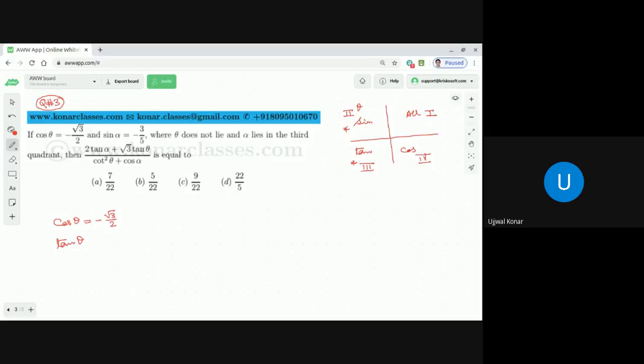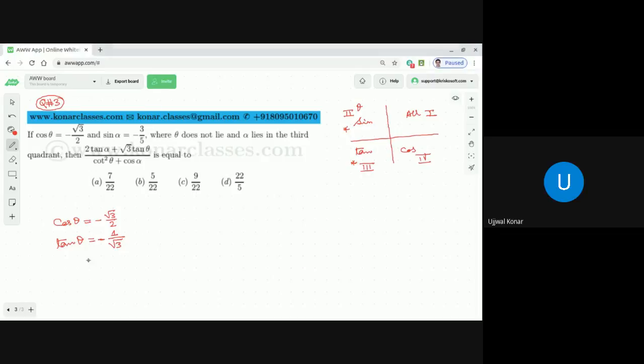So as cos theta is equal to minus root 3 by 2, you can easily find the value of tan theta, dear students. From there you can find the value of sec theta, and you know sec square theta is equal to 1 plus tan square theta. From there you can find the value of tan theta, and you will get tan theta equal to minus 1 by root 3. Why do you choose minus 1 by root 3? Because theta is in the second quadrant.